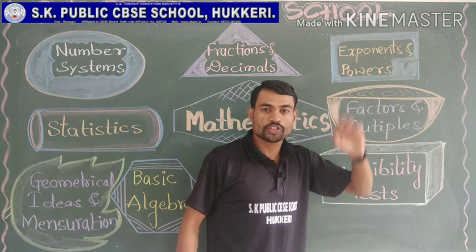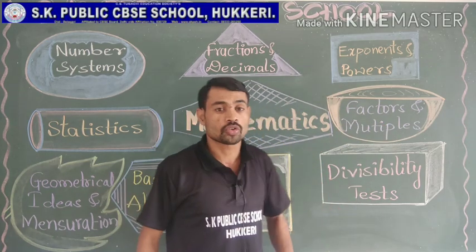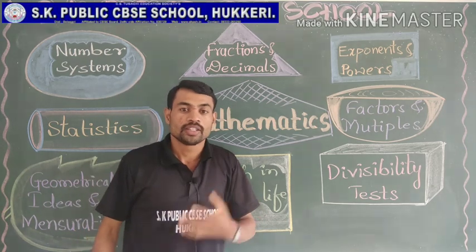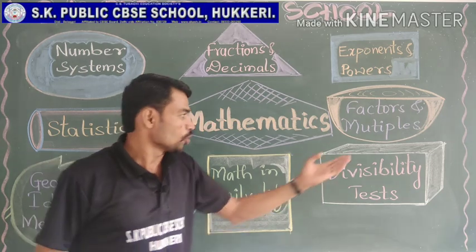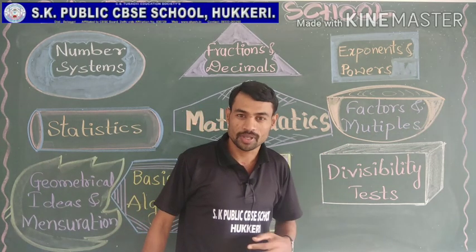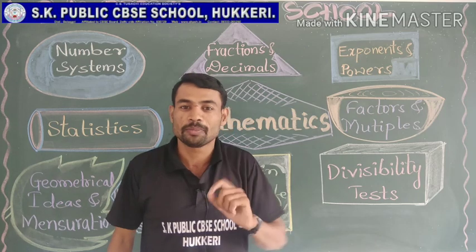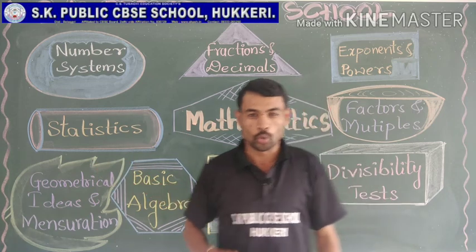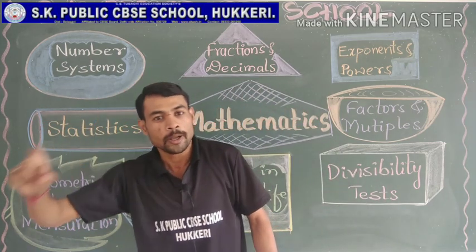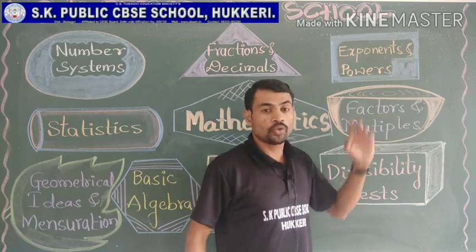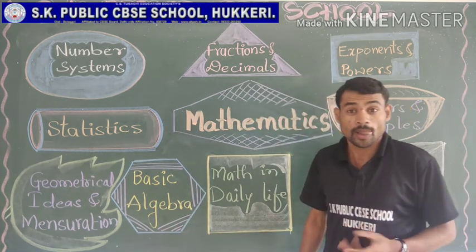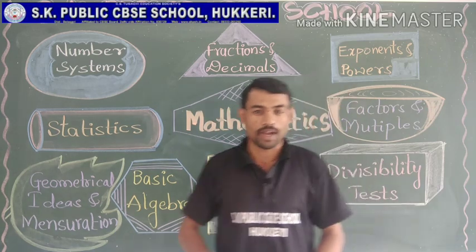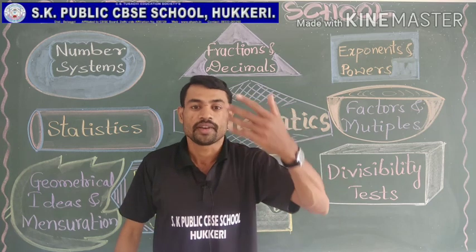Next we come to the next chapter. This is a very important chapter, which we call factors and multiples. Dear students, you all know tables. Those are multiplication tables. For example, if I ask what the multiples of 2 are, you can say the table of 2: 2, 4, 6, 8. These are all multiples of 2. Next we come to factors. What do you mean by a factor? A number which divides another number completely is called a factor. We will study in detail in the next classes.